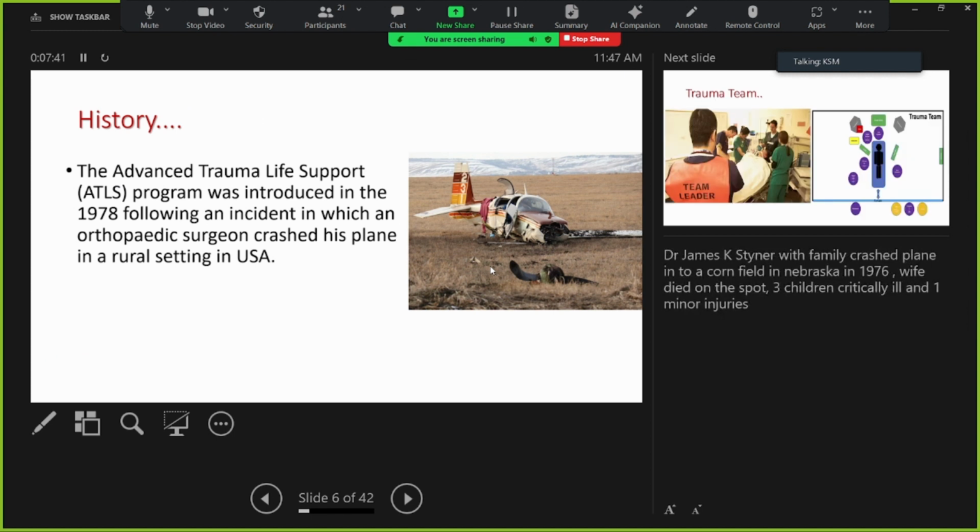So nothing is more exciting than a little bit of history. Trauma care was haphazard until the late 1970s. There was a very tragic incident that happened to an orthopedic surgeon in the United States, who had a lucrative lifestyle in those days. He owned a private jet. When he was flying on it, he had a crash, and his wife died on the spot, and his 3 children became critically ill.